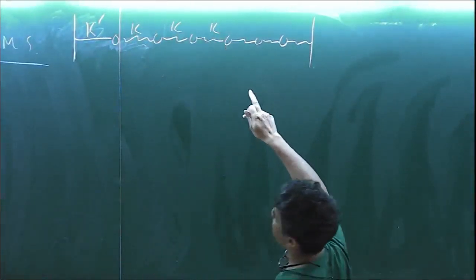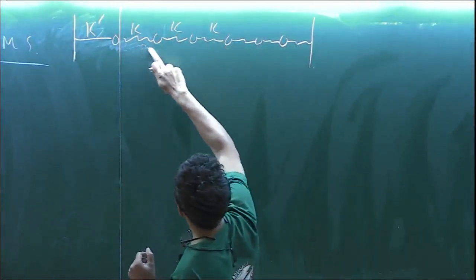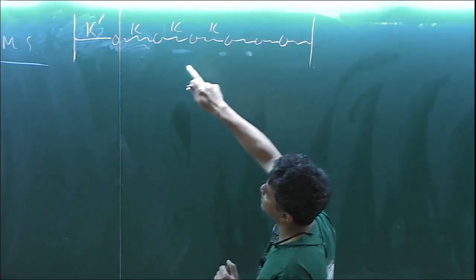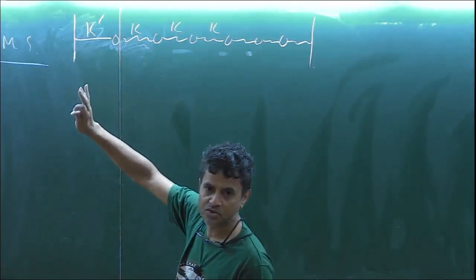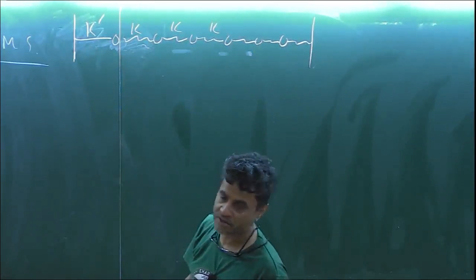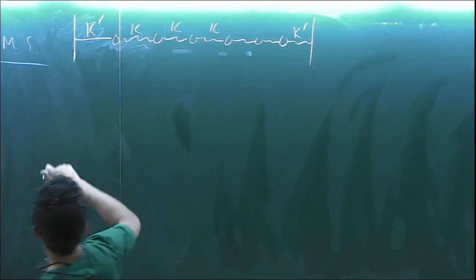I'll consider a system like this. Let's say all the springs are K, but at the boundary I put a different spring constant. This is just so that I can play around with boundary conditions and so on. So this is K prime. If you write the equations, it should look like K prime.